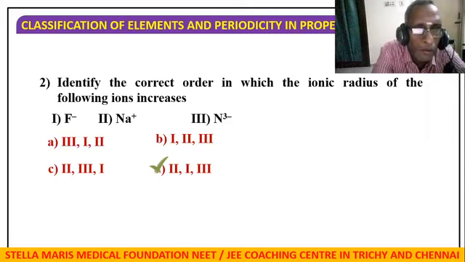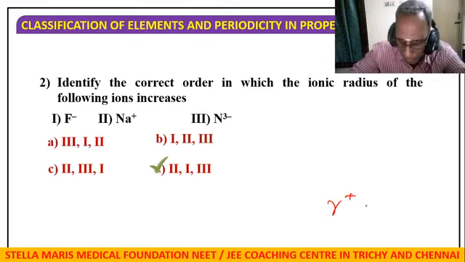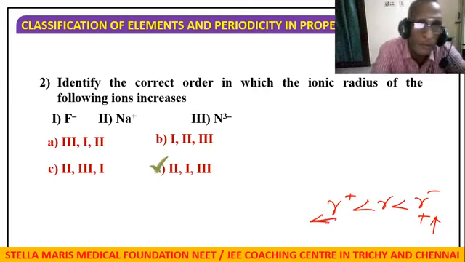We have written the reverse order. Decreases means your order is correct, because the radius of the cation is smallest and the radius of the anion is largest. Already we have seen: radius of the cation is smallest. Radius of the anion: so higher charge means increased, higher charge means decreased. That is to be noted.